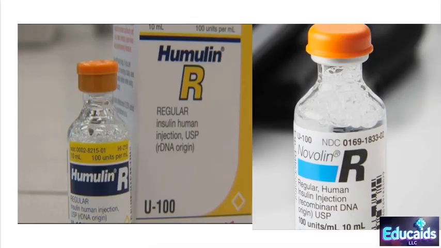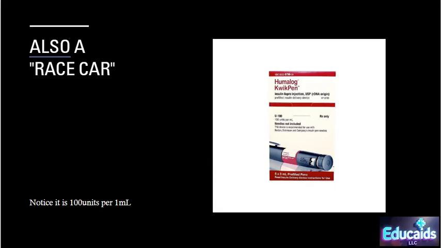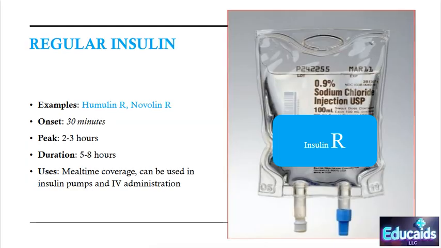Let me show you some examples. So we have Novolin R, we have Humulin R. These are different brands, but it's the same concentration. It's still regular insulin, and you can give it IV push. We still have this around, even though it doesn't work as quickly and effectively sub-Q as what the race car insulins do. I'd like to show you this down here.